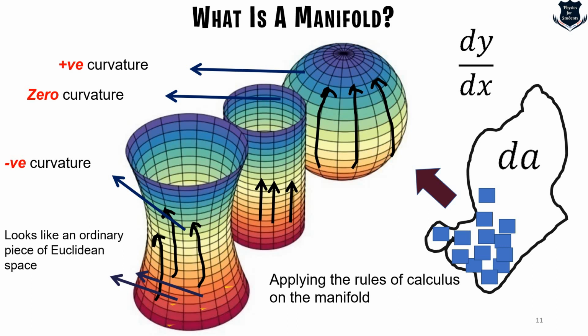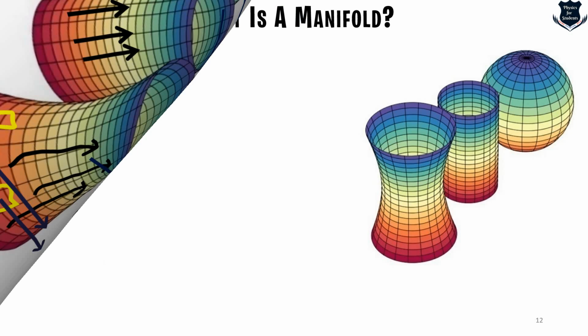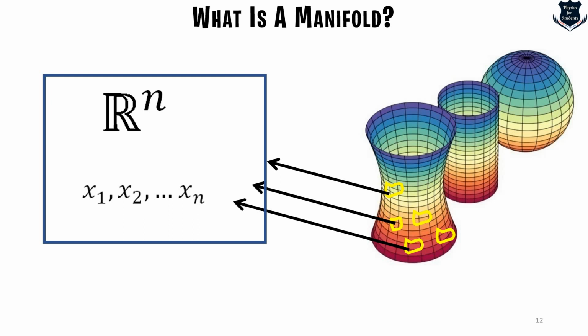Okay, so this I think becomes clear, and you see these yellow boxes, which look like a Euclidean piece of geometry. These actually look like ordinary pieces and they are locally Euclidean. So again, I take those yellow boxes, and what I see is basically a real number space Rn, where I can plot those lines as x1, x2, and so on.